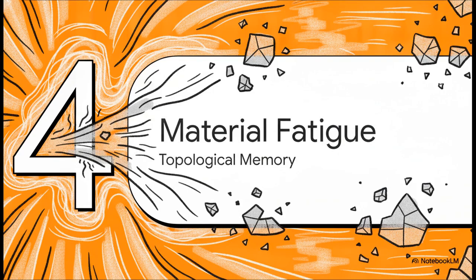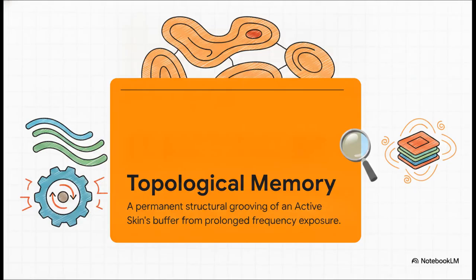Moving on to part 4, material fatigue and memory. This relentless struggle against cosmic drag doesn't just affect biology or astronauts. It actually leaves physical scars on absolutely everything around us. We call this scarring process grooving or topological memory. Remember that active skin is a constantly cycling engine. Over time, this sheer mechanical effort required to process clashing dissonant frequencies permanently alters the core rhythm of the material. The engine's step-down buffer actually remembers this thermodynamic struggle.